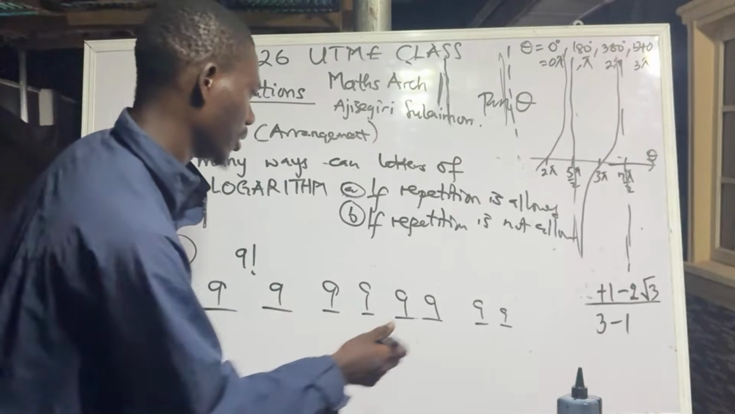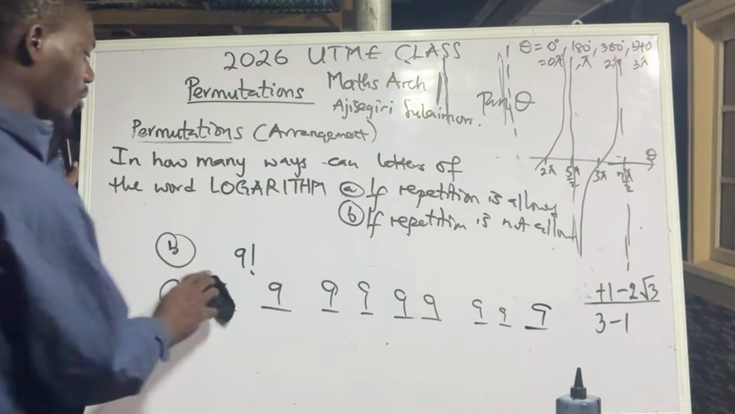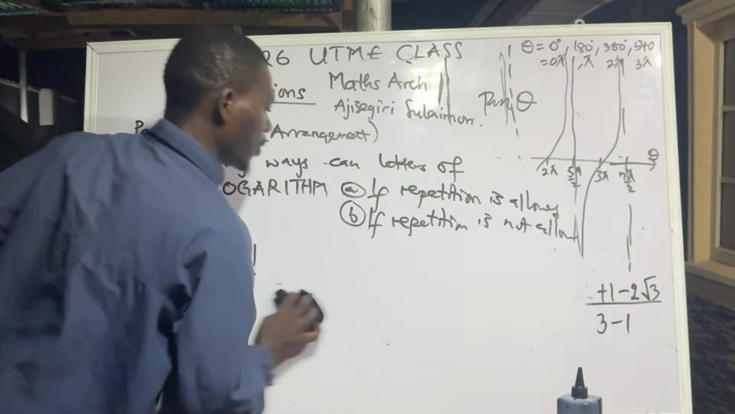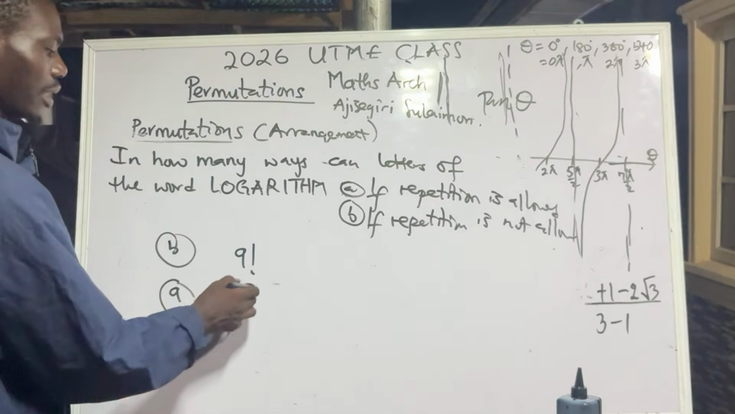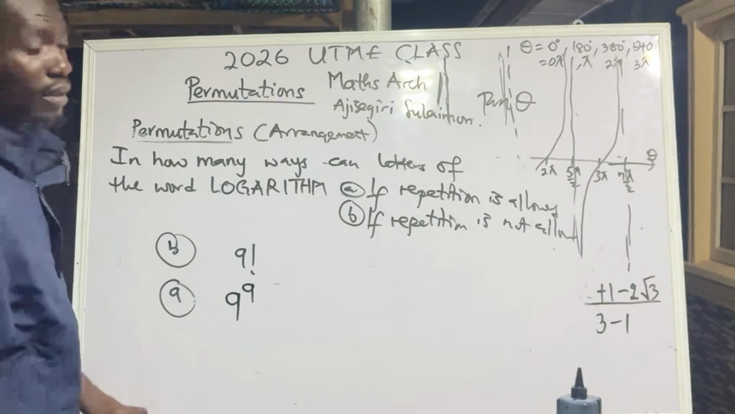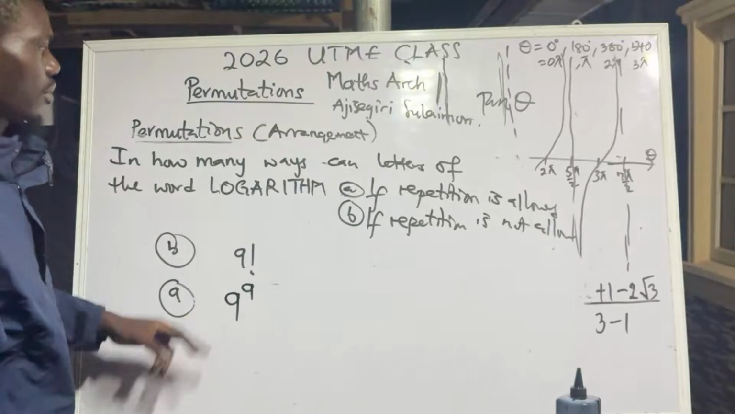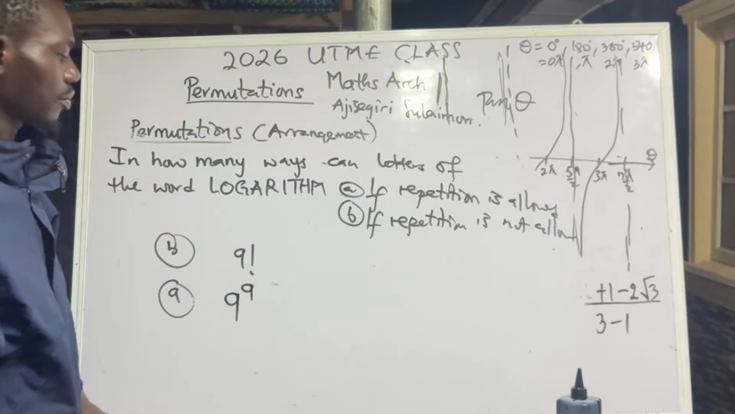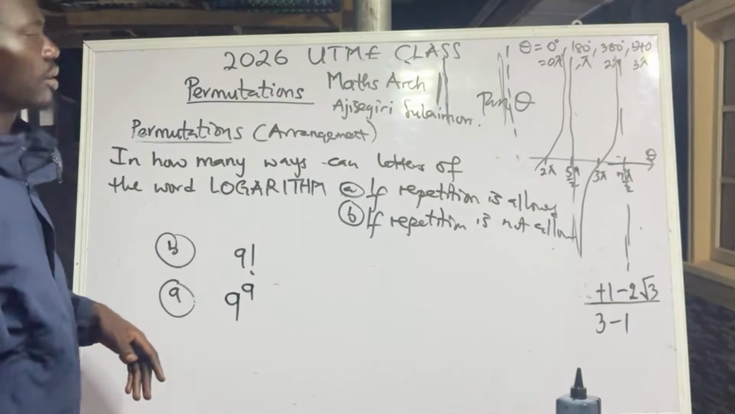So that's 9 to the power 9. So the formula is 9 to the power 9, whenever you have 9 letters and 9 places. But if repetition is not allowed, it will just be 9 factorial.